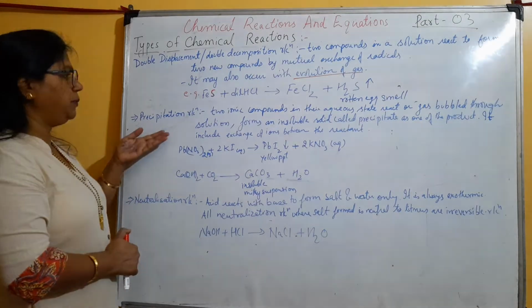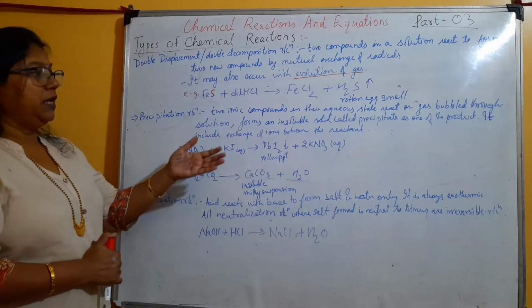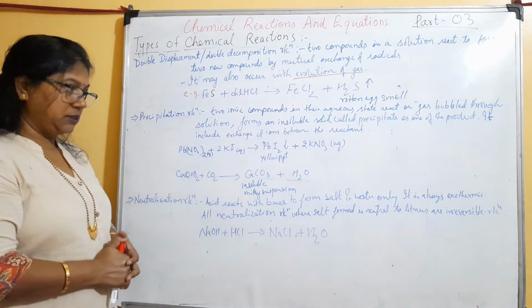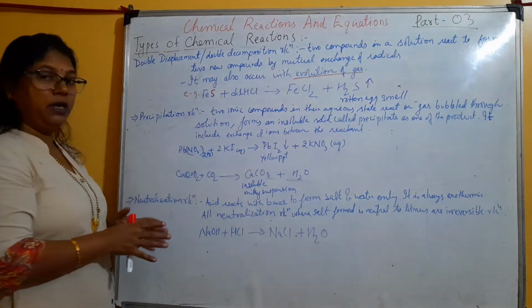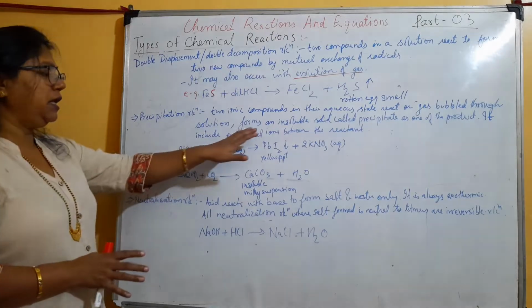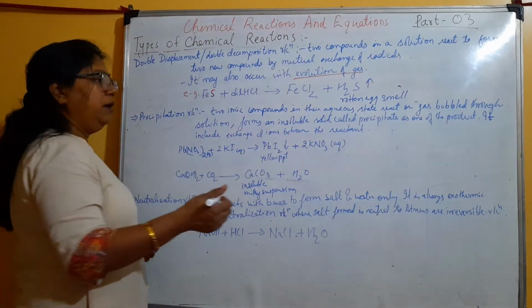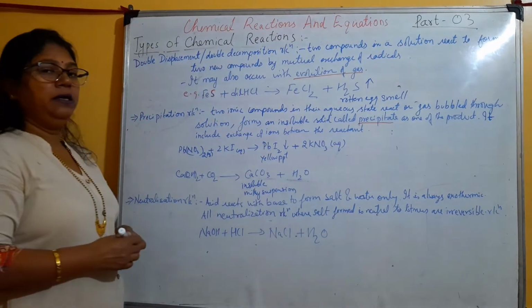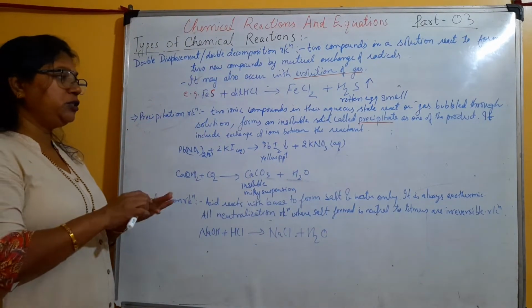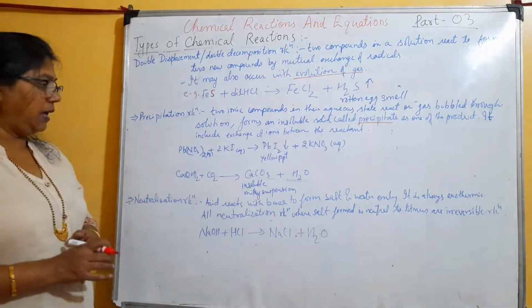Let us take up precipitation reaction. When two ionic compounds in their aqueous state react, or when a gas is bubbled through solution, in both the cases there is a formation of an insoluble solid, and this is called a precipitate, as one of the products, and it includes exchange of ions between the reactants. Let us see one example.